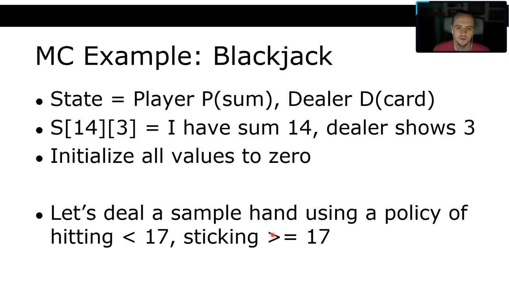Okay, so your state for blackjack is going to be the player, P, and the dealer, D. We've got two sorts of players in this game. Well, actually, the dealer is part of the environment, but that's okay. So we're going to represent the state as the sum of the player's cards and the dealer's card showing. So if we look here, we have state 14-3, where the first index is the player sum, and the second index is the dealer's card showing. So state 14-3 means that I have a sum of 14, and the dealer is showing 3. And we're going to initialize the values of all states to 0 initially.